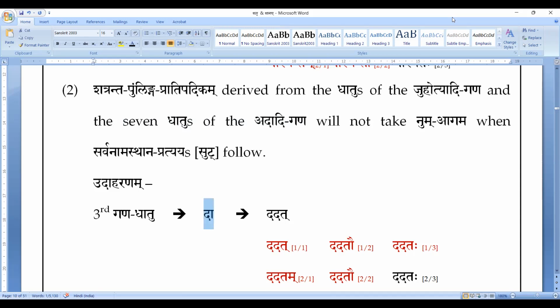So Dadati. I can tell you the Latlakara Rupam. From that, how can we make out this? That much we can see. Dadati, Dattaha, Dadati. Not only for this dhatu, for all the dhatus, you can always take the Prathama Purusha, Bahuvachana Rupam of Latlakara. Then remove that E, the E part. Once you remove E, you will have Dadat. Then Dadat will be the Shatrantha Pratipadikam.